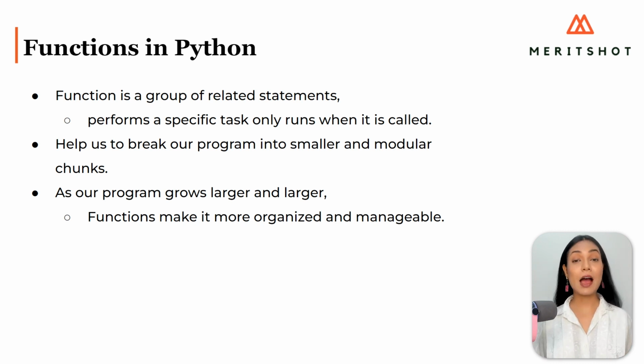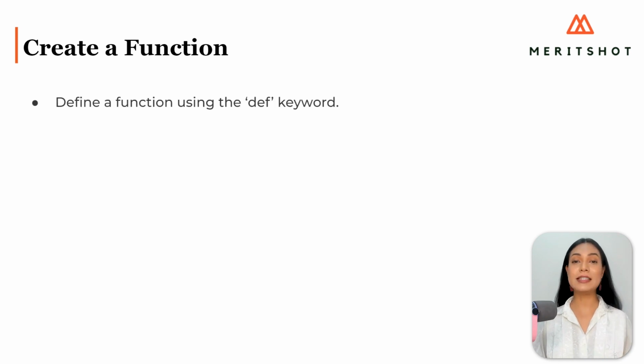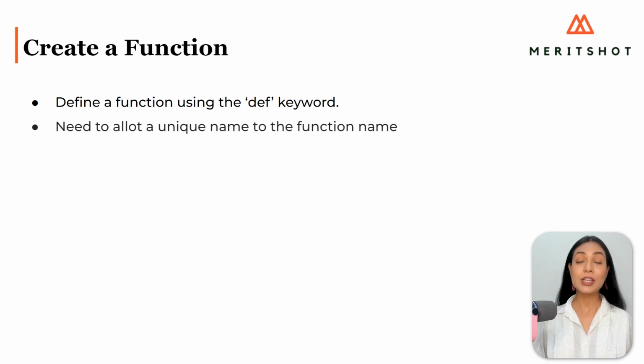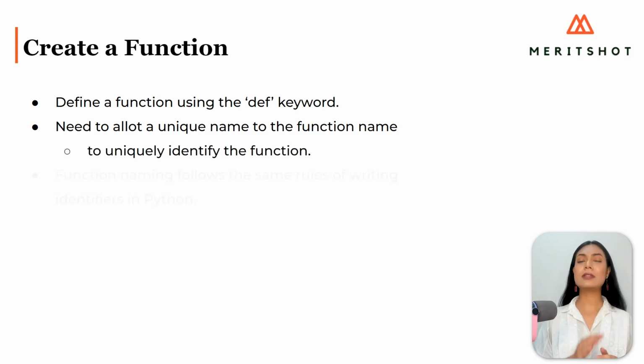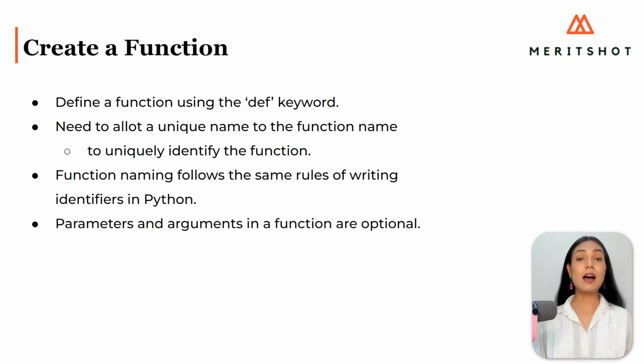Now, let us understand how we create a function in Python. But before creating a function in Python, we need to keep some important points in mind. We define a function using the def keyword. We need to allot a unique name to the function to uniquely identify it. Function naming follows the same rules of writing identifiers in Python. Parameters and arguments in a function are optional. We are going to learn about the parameters and arguments in this lecture in detail.